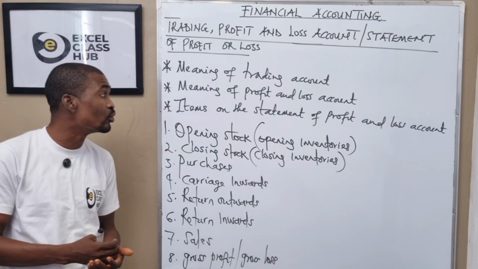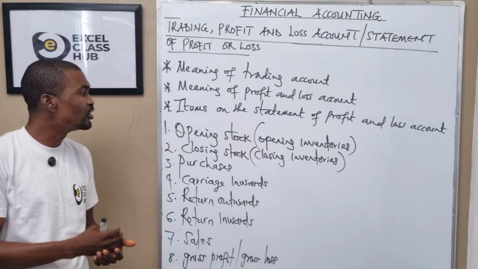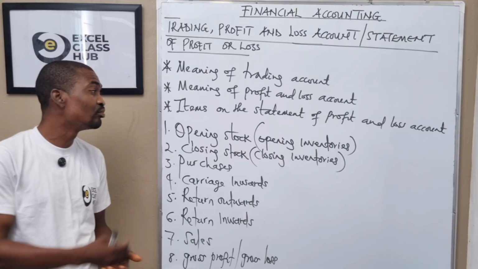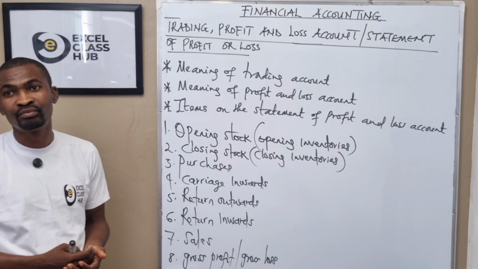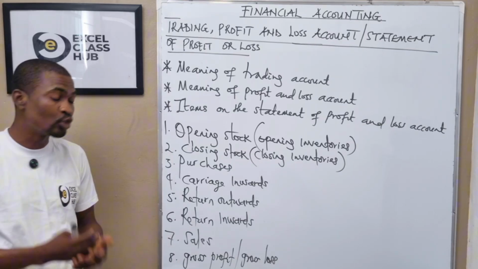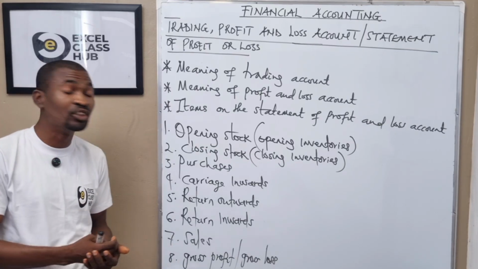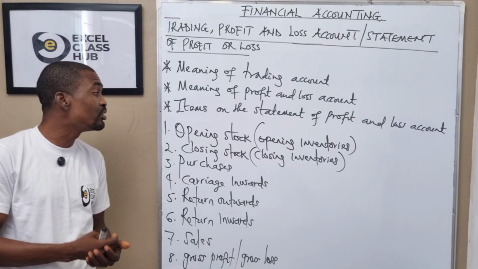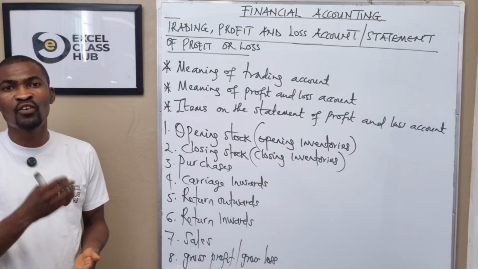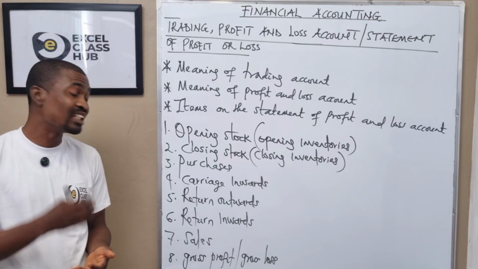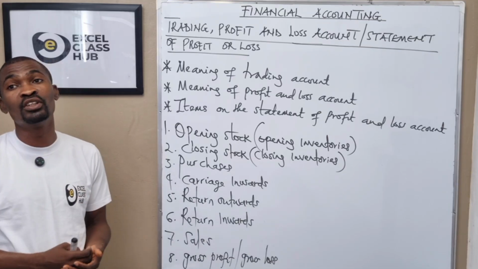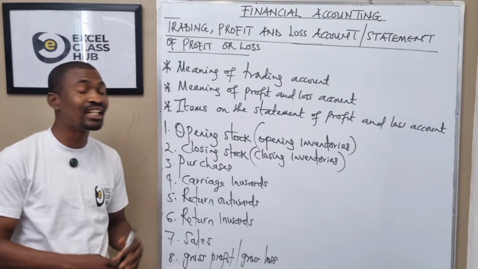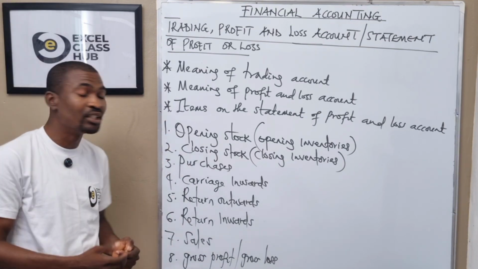And we must also take note that the trading period we are talking about is usually a year. So if a business starts operating in the month of January, let's say 2026, the end of the trading period will be December 31st, 2026. But if the business starts operation in the month of February 2026, it means that the end of the trading period is going to be January 2027. So the opening inventories are the items for sale at the beginning of the trading period.